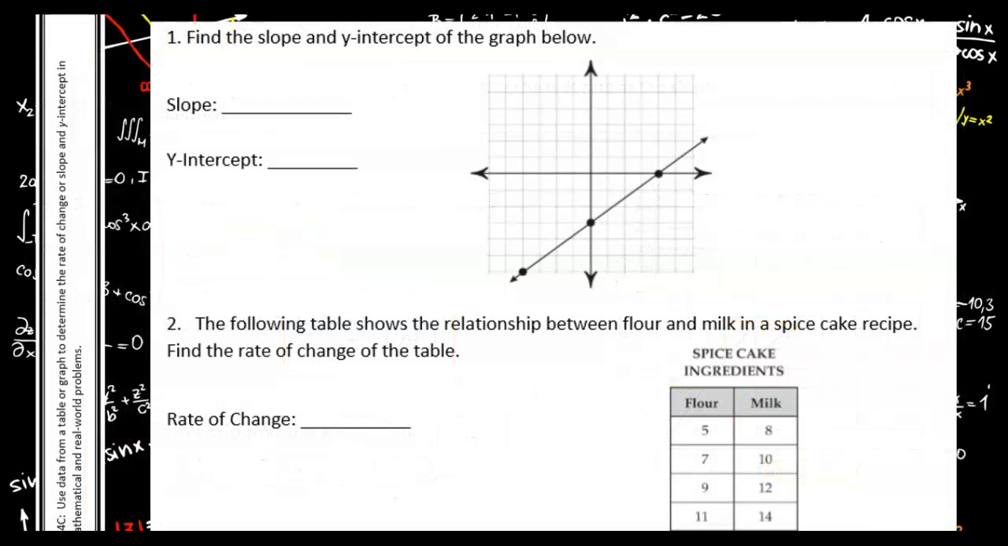Okay. So let's find the slope and y-intercept of the graph below. So press pause and work out number 1. And number 2 says, the following table shows the relationship between flour and milk in a spice cake recipe. Find the rate of change of the table. So work out both of these by pressing pause and then press play to resume the recording whenever you're ready.